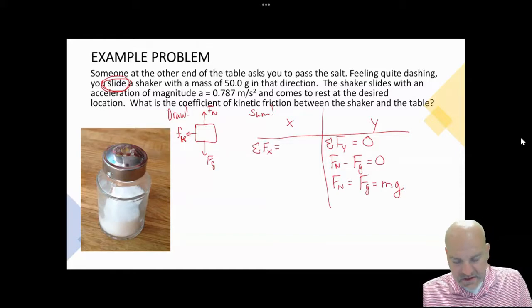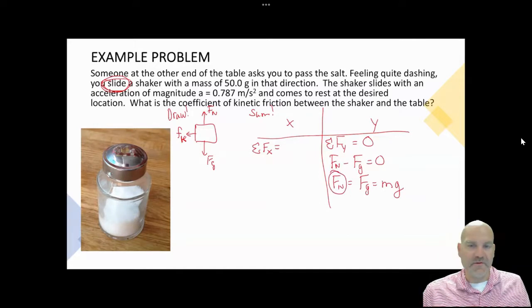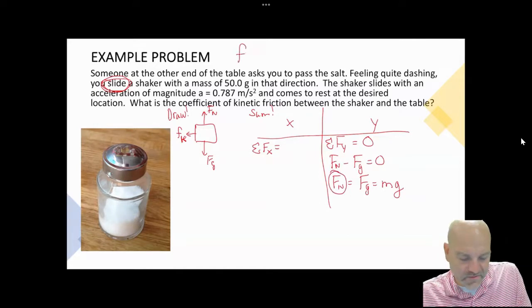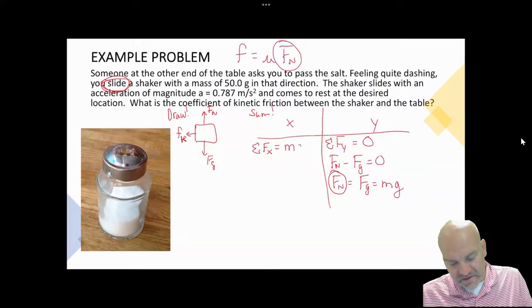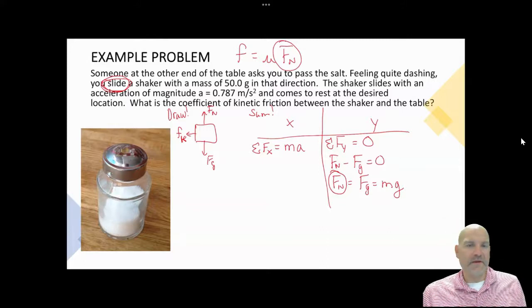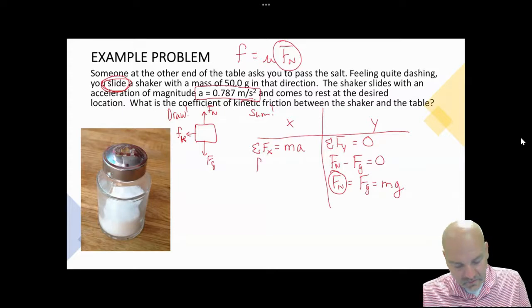And so now I have the sum of the forces in the x direction. Now the reason why we do this is because we need the normal force, right? Because remember, the equation for friction is mu times Fn. So we need that normal force. And so the sum of the forces is going to be m times a, because we are given an acceleration. So we know it's going to be equal to m times a. And so the only thing we have acting is negative friction.